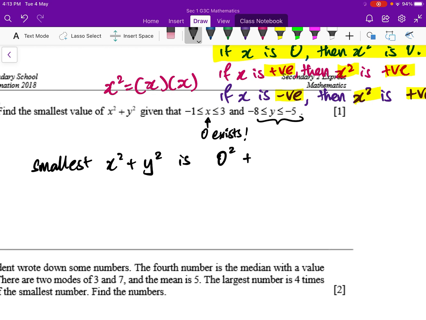This gives us a range from -8 to -5. The smallest y value is -8. The largest y value is -5. But I want a square, so I want the smallest square. Keeping in mind that a negative number, when you square, you get positive. So when you square -8, you get positive 64, versus when you square -5, you get positive 25. I want the smallest value, so I should be squaring -5 to give me just 25.